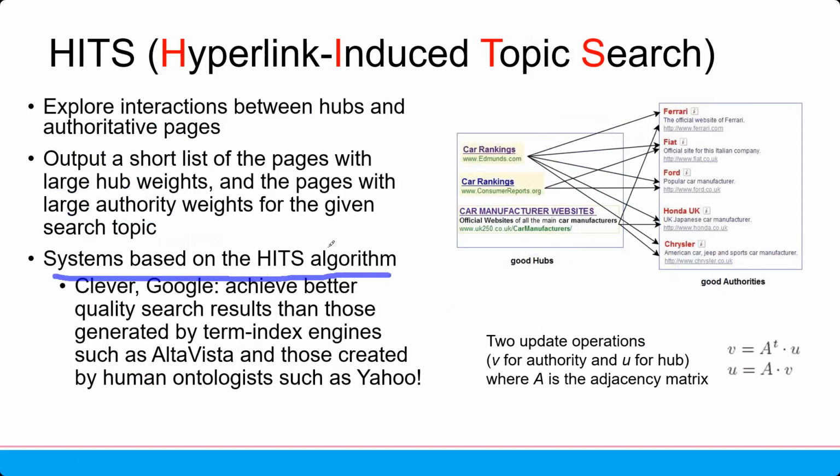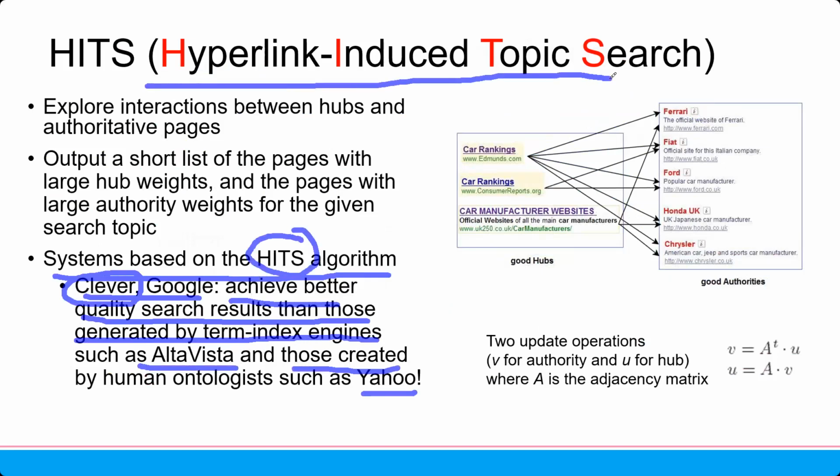A system based on the HITS algorithm. The first is some kind of original search engine like Google, in the 1990s. There was a search engine, the name is Clever. It was to achieve better quality search results than those generated by term index engines. Previously, we had search engines like AltaVista and also Yahoo. They use the term index, but the HITS algorithm tries to use the hyperlink induced topics. So the idea is like this.